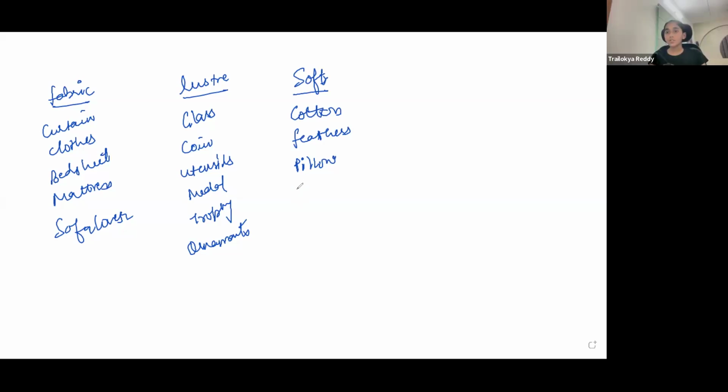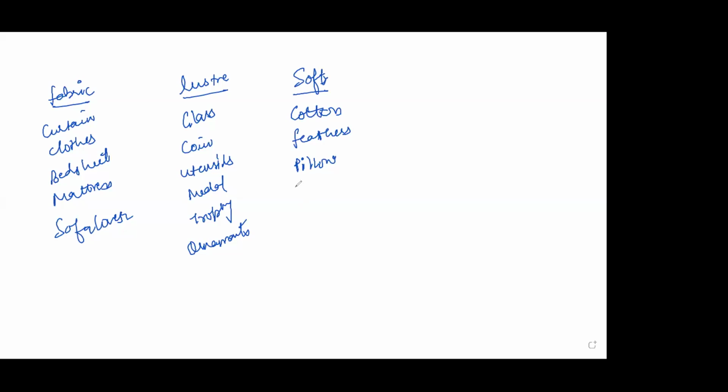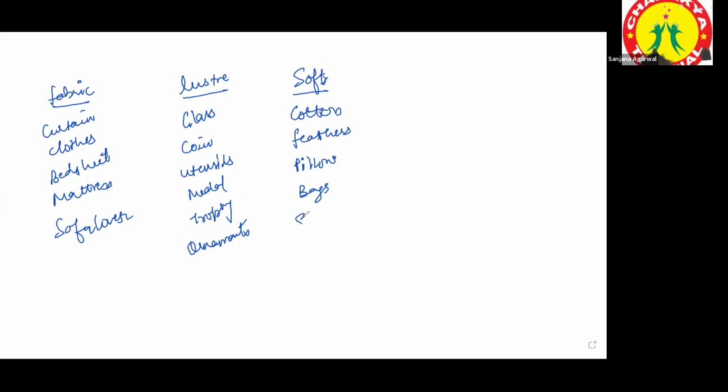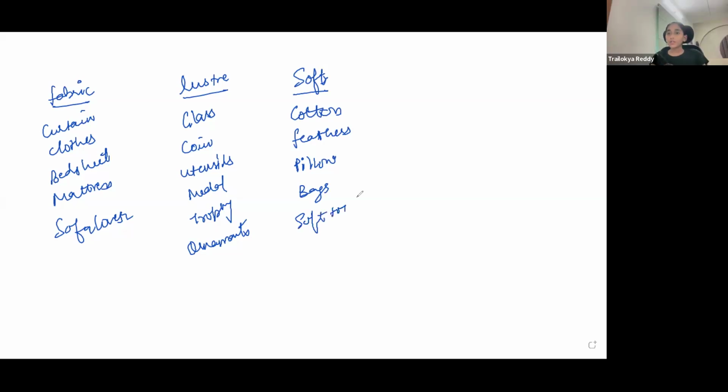Ma'am, I think bed sheet. Ma'am, teddy bears. Bags or any kind of bags usually are soft only, isn't it? Teddy bears. Bedsheet is made up of cotton only. So if you have written cotton, what is the point of writing bedsheet separately? Ma'am, teddy bears. Teddy bears, soft toys. Ma'am, sponge. Sponge. Very good.